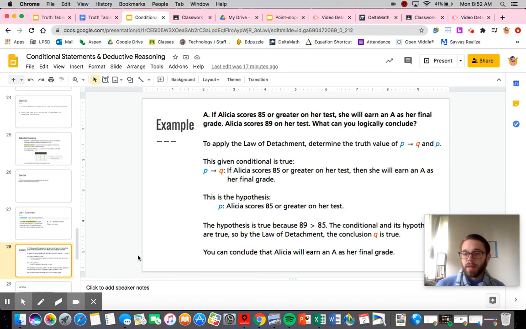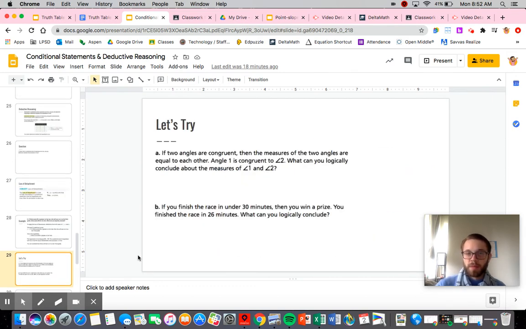And that seems like a little bit more of an obvious situation here. But obviously you could apply these to more in-depth problems and analyze a little bit more. All right, so let's try some more. If two angles are congruent, then the measures of the two angles are equal to each other. Angle 1 is congruent to angle 2. All right. What can you logically conclude about the measures of them?